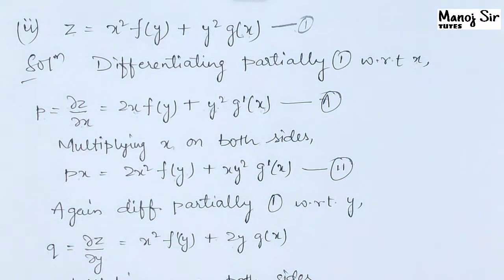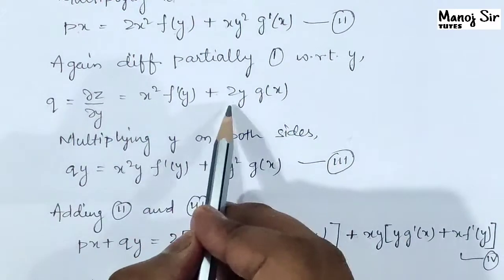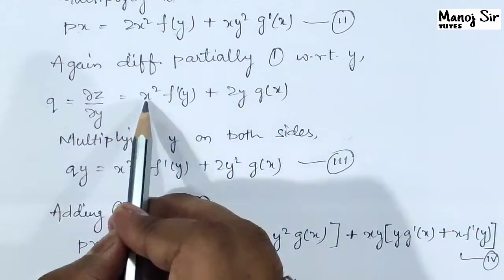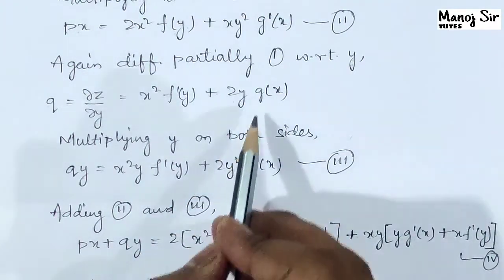Now here we will multiply y on both the sides. This will become q into y, which equals x square into y f dash of y plus 2 into y square g of x.